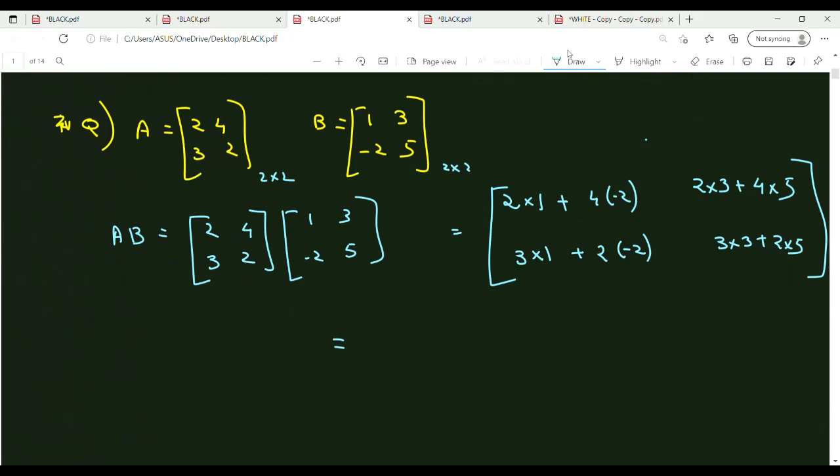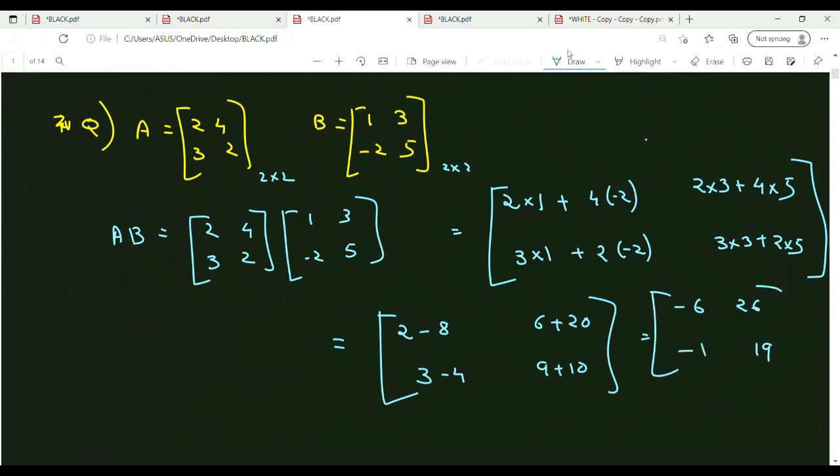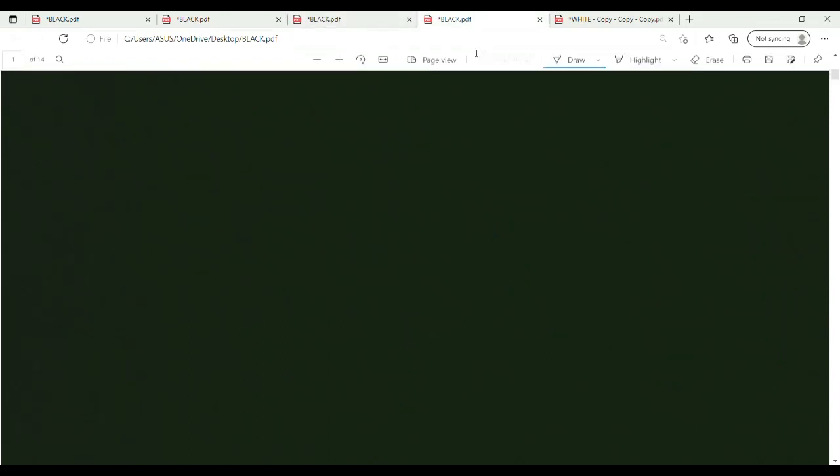Okay, so it is just a small trick which I have shared with you, but the first step should always be learning the basics. So the answer will be 3 minus 4, and here you will get 9 plus 10. So we will get something like 6, 26, minus 1 and 19. Okay, so this is the right answer. So let's go with another question.